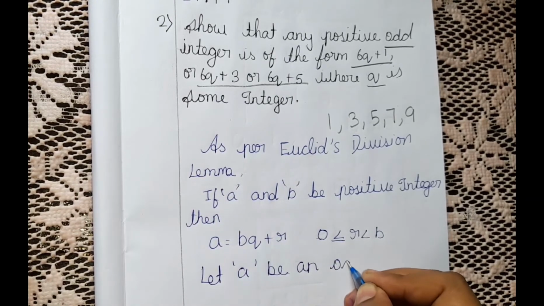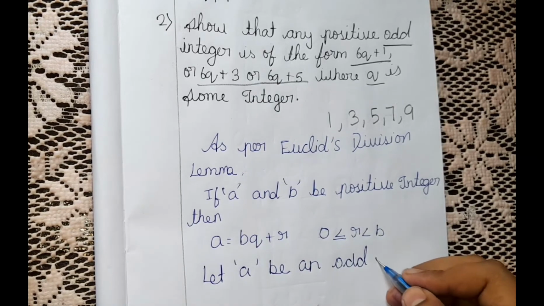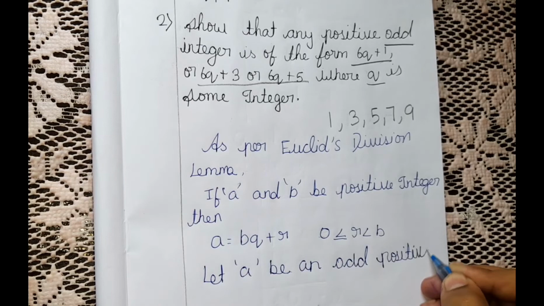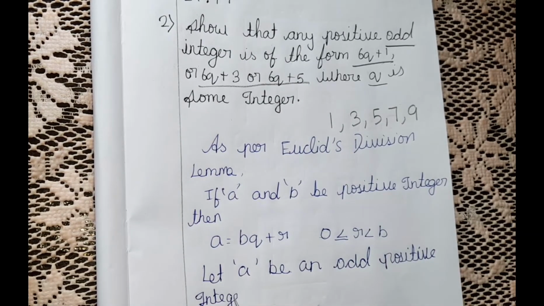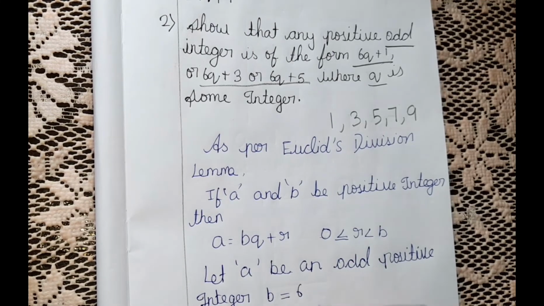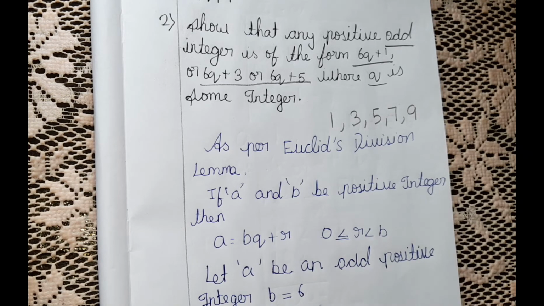odd positive integer. In this question we have to take an odd positive integer. And what is b? b is equal to 6. So in this we are taking a as anything, any odd positive integer, but it has to be an odd positive integer. And b we are going to take as 6.